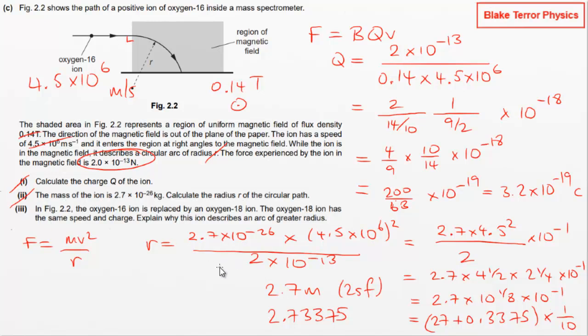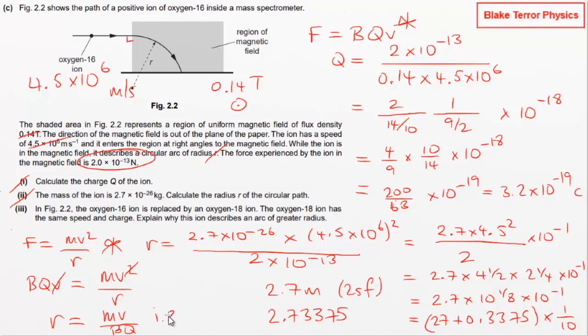Then we've got, in figure 2.2, the oxygen 16 ion is replaced by an oxygen 18 ion. Same speed and charge. Explain why this ion describes an arc of greater radius. Well, we're equating this and this. So we're saying that BQV is equal to mv squared over r. Cancel a v on either side, and then we can say that our radius is equal to mv divided by BQ.